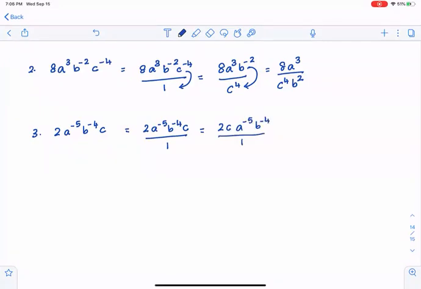and move the a, b terms to the denominator. B raised negative 4, if it moves to the denominator, becomes b raised positive 4. A raised negative 5, if it moves to the denominator, would become a raised positive 5. And that is our final answer.